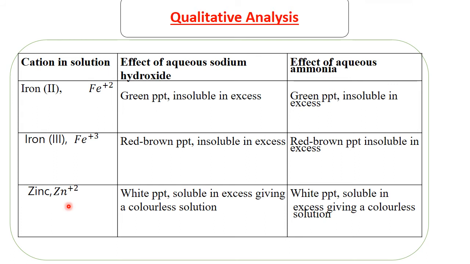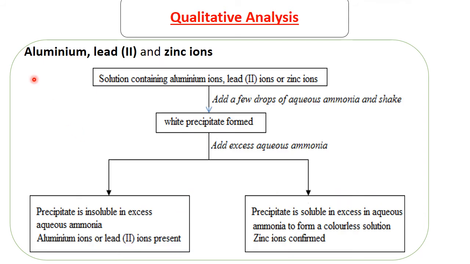Now there are some cations which give the same results when you do this. These are aluminium, lead 2, and zinc. How do you test these? You have to do two procedures. Take the solution you suspect to contain aluminium, lead 2, or zinc ions. Add a few drops of aqueous ammonia and shake. In all of them, a white precipitate is formed.